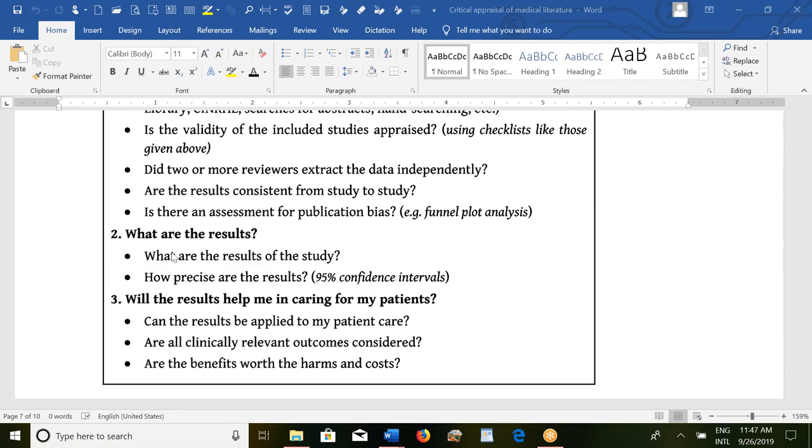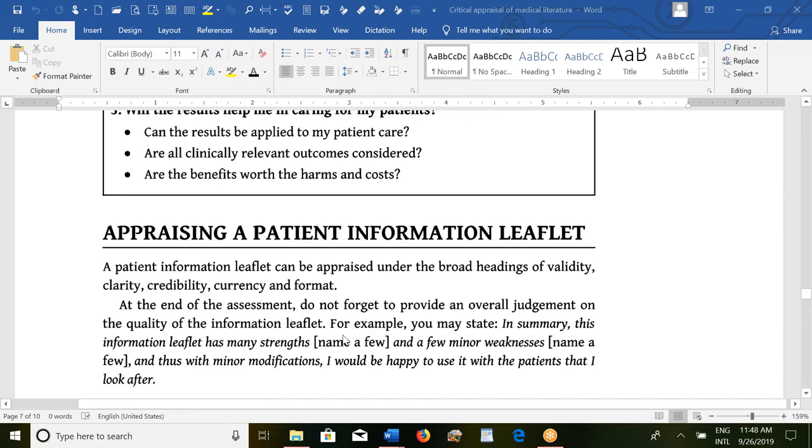Then second question will be, what are the results? What are the results of the study? How precise are the results, which means what is the 95% confidence interval? Then third question is, will the results help me in caring for my patients? So the questions will be, can the results be applied to my patient care? Then are all clinically relevant outcomes considered? Then are the benefits worth the harm and cost? This is the one question you are going to ask in all studies. So that's how you are going to comment on these three different types of papers.